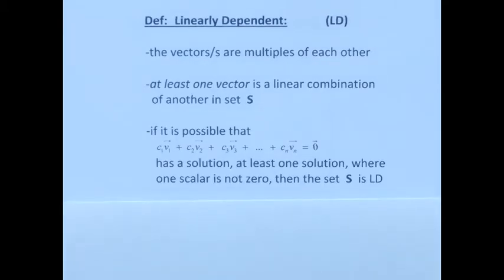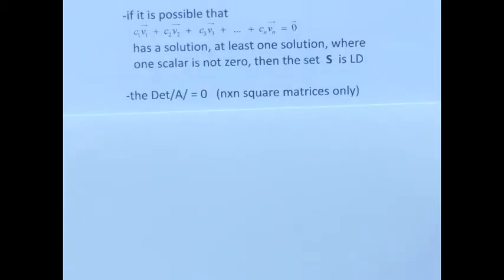Going back to our definition, if it is possible that when you write this linear combination equals the 0 vector, it has a solution, at least one solution where one scalar, one of these C's, is not 0, then the set S is linearly dependent. If you have a square matrix and you find the determinant and it equals 0, then you know it is a linearly dependent system. Again, this only works with square matrices only. Also, with a linearly dependent system, there will be free variables, whether it's one or more.